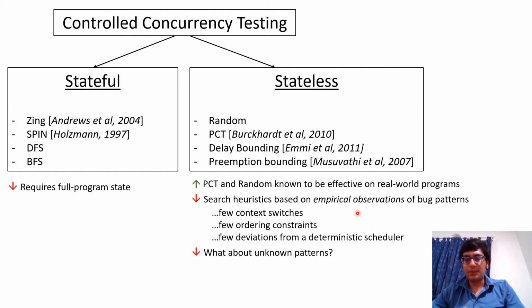These observations might be that bugs occur with few context switches and few ordering constraints and few deviations from a deterministic scheduler. And the idea is that these heuristics focus the search on interesting subspaces of the entire set of program behaviors. But what happens if your bug does not conform to one of these known patterns? What we observe is that all of these algorithms regress in their bug finding ability. And the reason is that these algorithms do not actually learn while they are doing the exploration, and they're applying the same heuristic to every program under test.